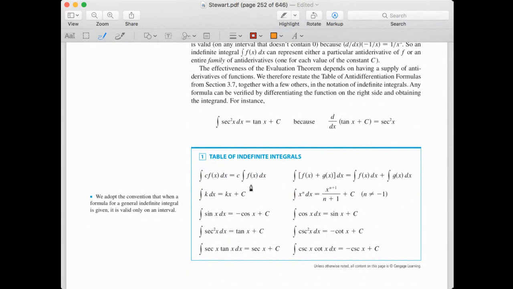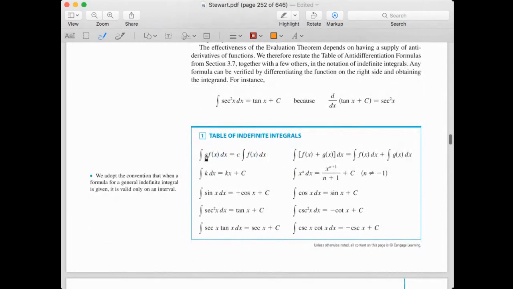Okay, the same rules as for limits. All right, so let's see this table of indefinite integrals. If there's a scalar inside the integrand, we can factor out the scalar from the integral. If the integrand is constant, we just get kx plus c, because the derivative of that is a number, and that's just a number multiplied by x.